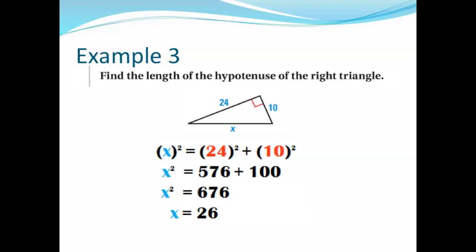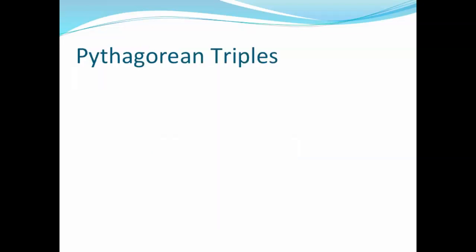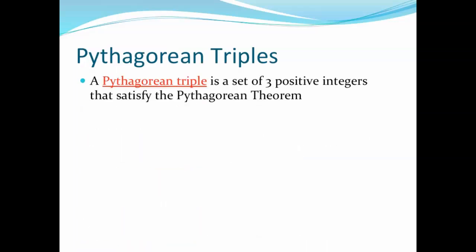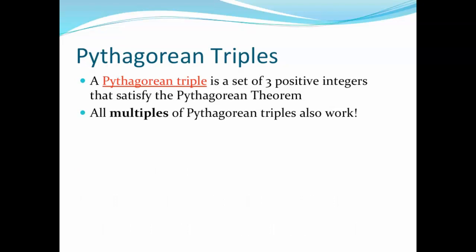Now we're going to talk about Pythagorean triples. A Pythagorean triple is a set of three positive integers that satisfy the Pythagorean theorem. Note that any multiple of Pythagorean triples will also work. Now here are some of the common Pythagorean triples.